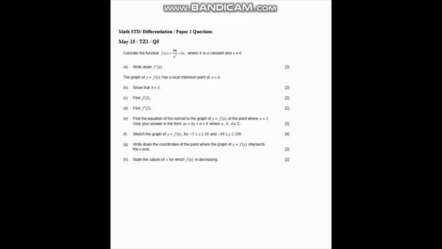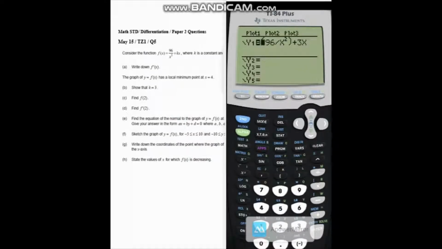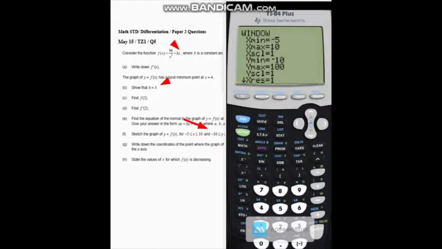Next, you are required to find f of 2 and f dash of 2, and these are obtainable using the graphic display calculator. So there is my function as per the question. I've only inserted 3 instead of k, since we know that k equals 3, and I'm also going to use the window given in the question. So there is your window and there is your graph.